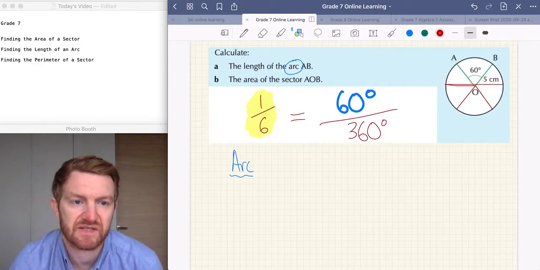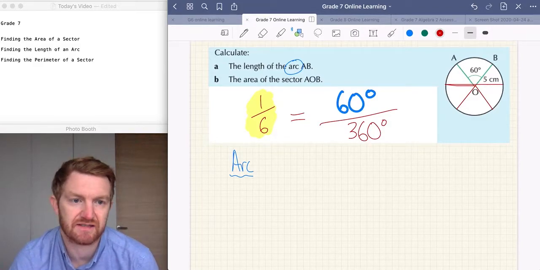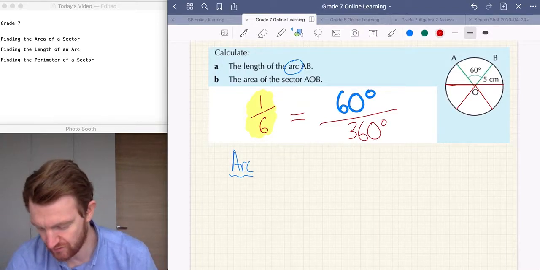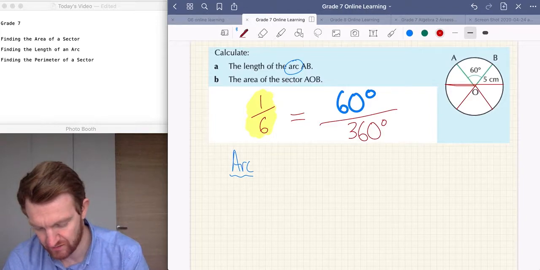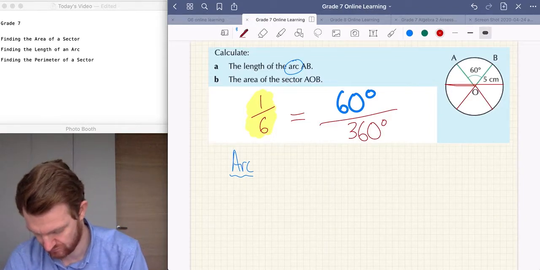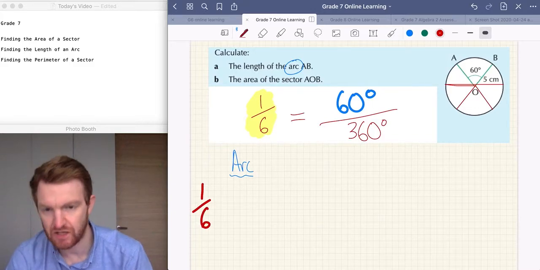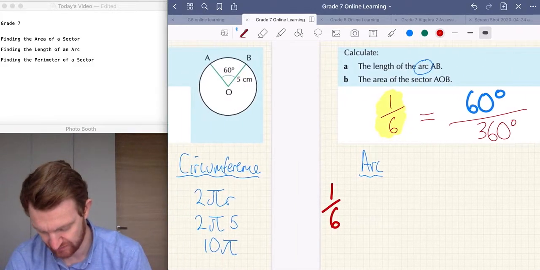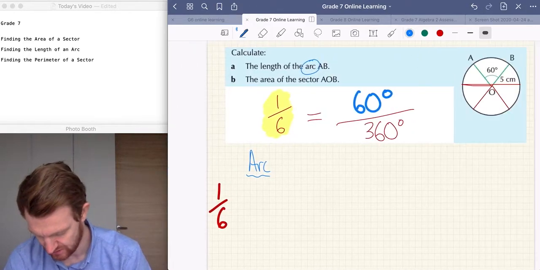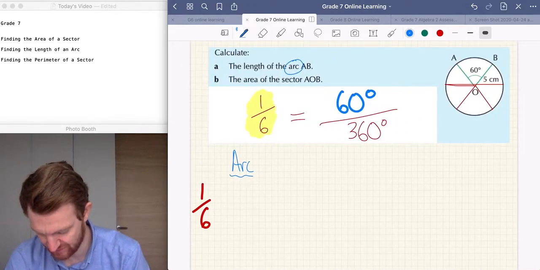Yeah, so it's going to be something like that. 6 exact slices. Again, I haven't drawn it perfectly, but you get the basic idea. So we know that the arc is 1/6 of the total. Well, the total we already know because we just worked it out. We said the circumference is 10 pi. So we know that therefore this must be 1/6 of that 10 pi.